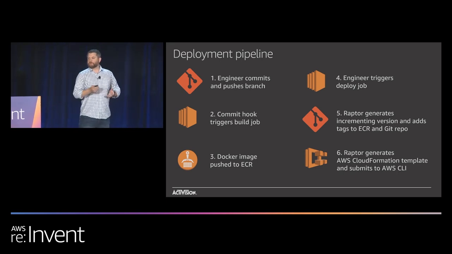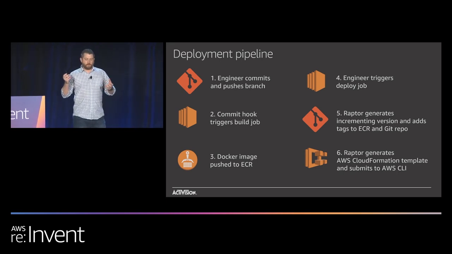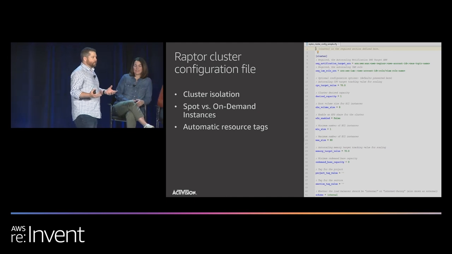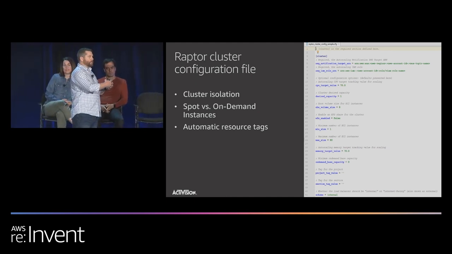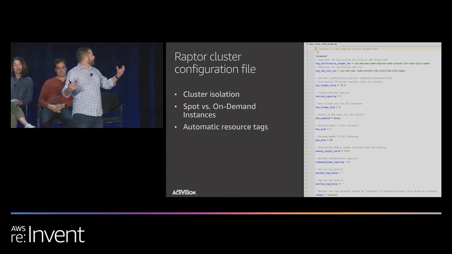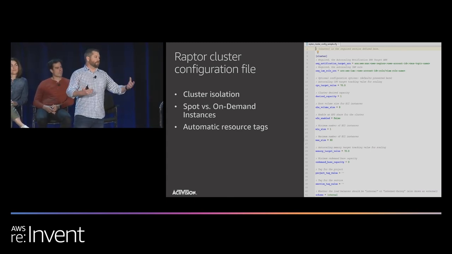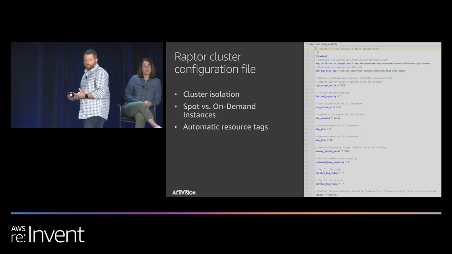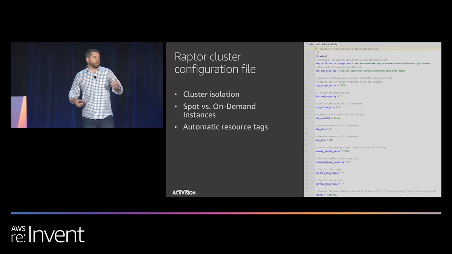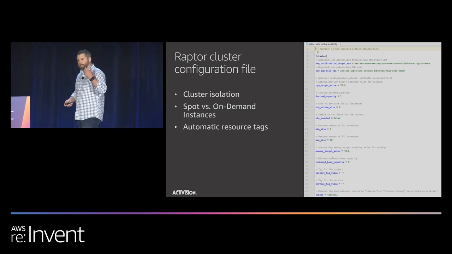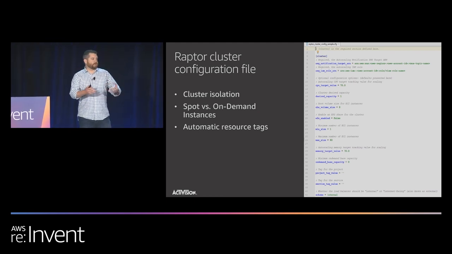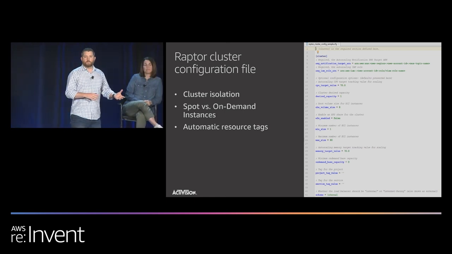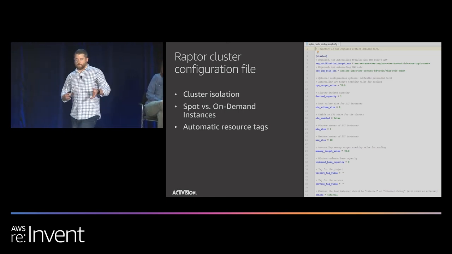So let's take a quick peek at what a Raptor cluster configuration file looks like. For our infrastructure, instead of going for monolithic clusters, for example a dev cluster, stage cluster, and prod cluster, we decided to go the route of microclusters. Each application has its own cluster, and each application has its own environment cluster as well. So if you have five applications with five environments, you have 25 clusters. It adds up quick, but with the structured pipeline, we're able to manage it effectively and quite easily.